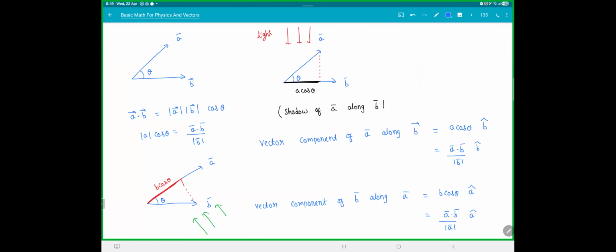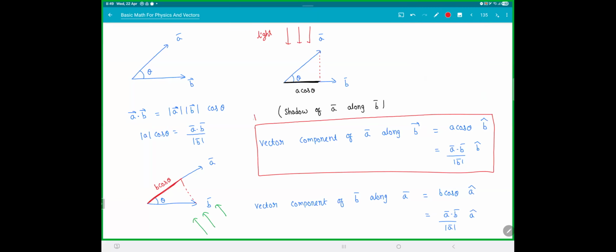So I would suggest you remember this better. Remember that it is a shadow A cos theta into B cap. And then you say, okay, A cos theta is nothing but A dot B by mod B, and send mod B that side. I think that will be an easier way to remember it. So these are the vector components.